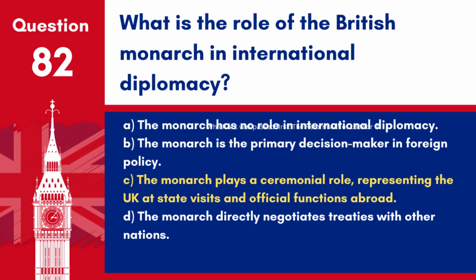Answer. C. The monarch plays a ceremonial role, representing the UK at state visits and official functions abroad, while the British monarch's role in international diplomacy is largely symbolic. They serve as a key figure in representing Britain on the global stage, helping to maintain and foster diplomatic relationships.